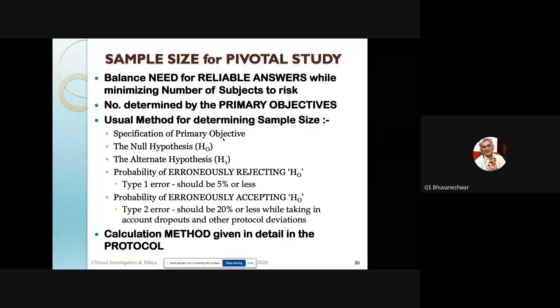But for some devices, it can be challenging to achieve that. So you can justify a larger error if the study requires. Then what is the probability of erroneously accepting the alternate hypothesis? Erroneously accepting the hypothesis is called type 2 error, and this generally should be 20% or less, while taking into account dropouts and other protocol deviations. So the calculation of the sample size should normally be given in your study plan or protocol.